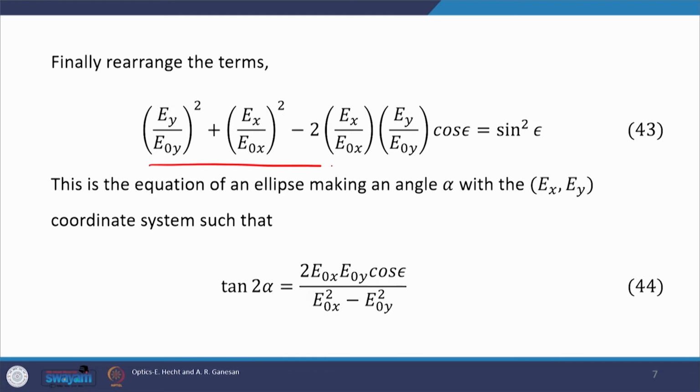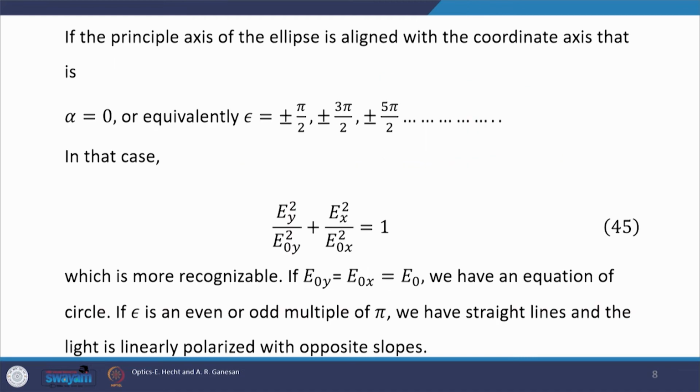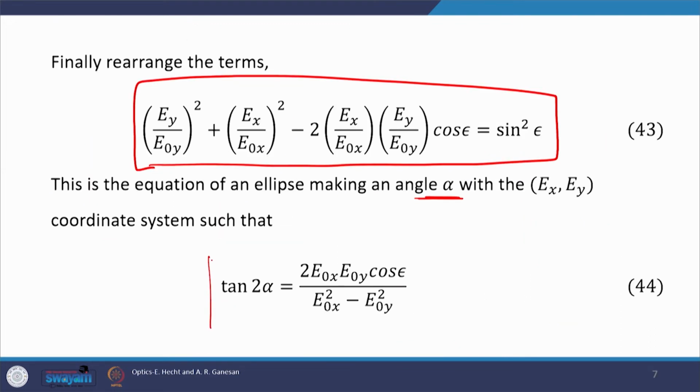We rearrange the last equation, and this is the final equation of the ellipse, and this ellipse makes an angle alpha with Ex and Ey. What are Ex and Ey? Ex is pointing along the x axis, Ey is pointing along the y axis. Now, the major axis of the ellipse, the drawing should be like this. The major axis of the ellipse is inclined by an angle alpha with respect to the horizontal, the Ex axis. And how is this alpha given? Alpha is given by this expression.